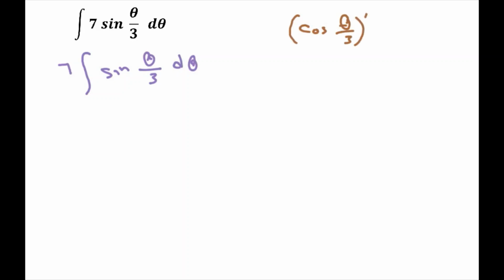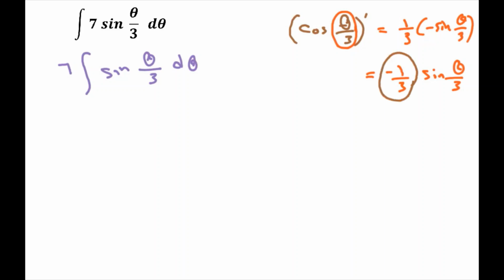It will be 7 integration sine theta over 3 d theta. Now again, we all know that for cosine theta over 3, the derivative is going to be equal to the derivative of theta over 3, which is 1/3, negative sine theta over 3. That means negative 1/3 sine theta over 3. So what happened? I need 1/3 or negative 1/3. It does not matter.